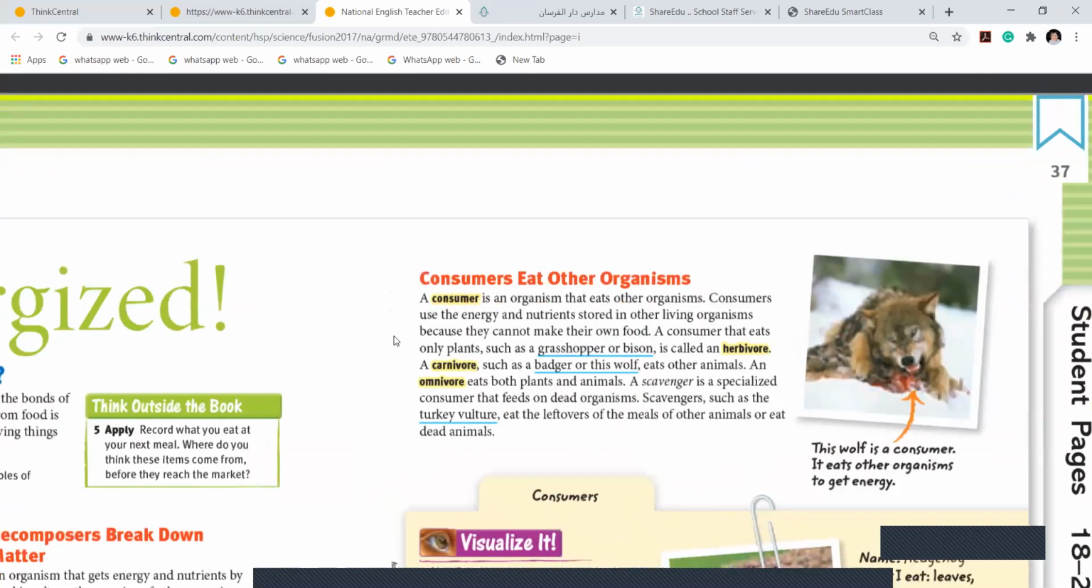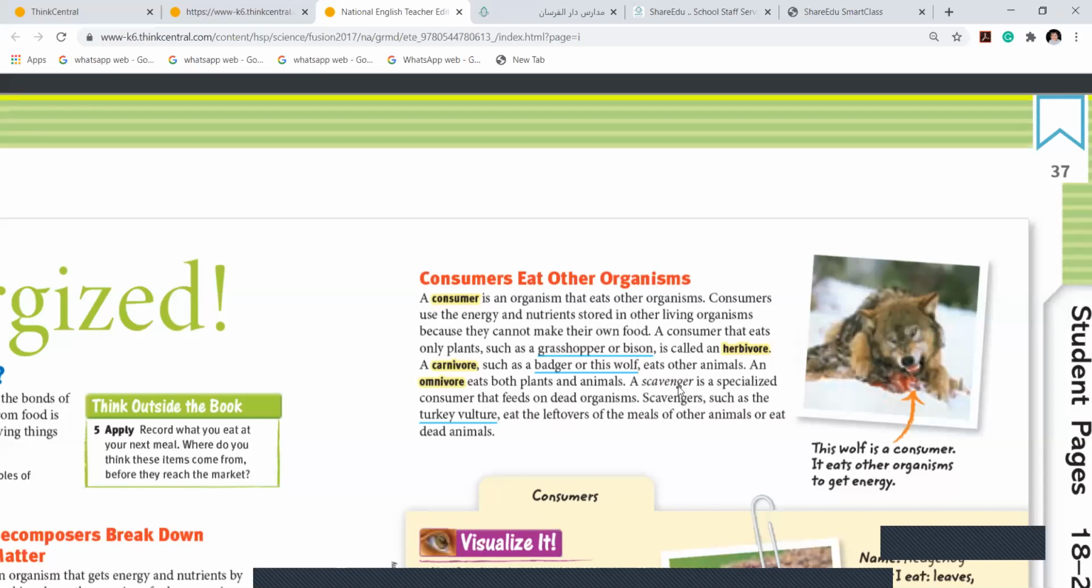Now coming here. A consumer is an organism that eats other organisms. Consumers use the energy and nutrients stored in other living organisms. I think I made it very clear. A consumer that eats only plants is called a herbivore. A carnivore eats other animals, such as a badger or the wolf. It's a carnivore. An omnivore eats both plants and animals.